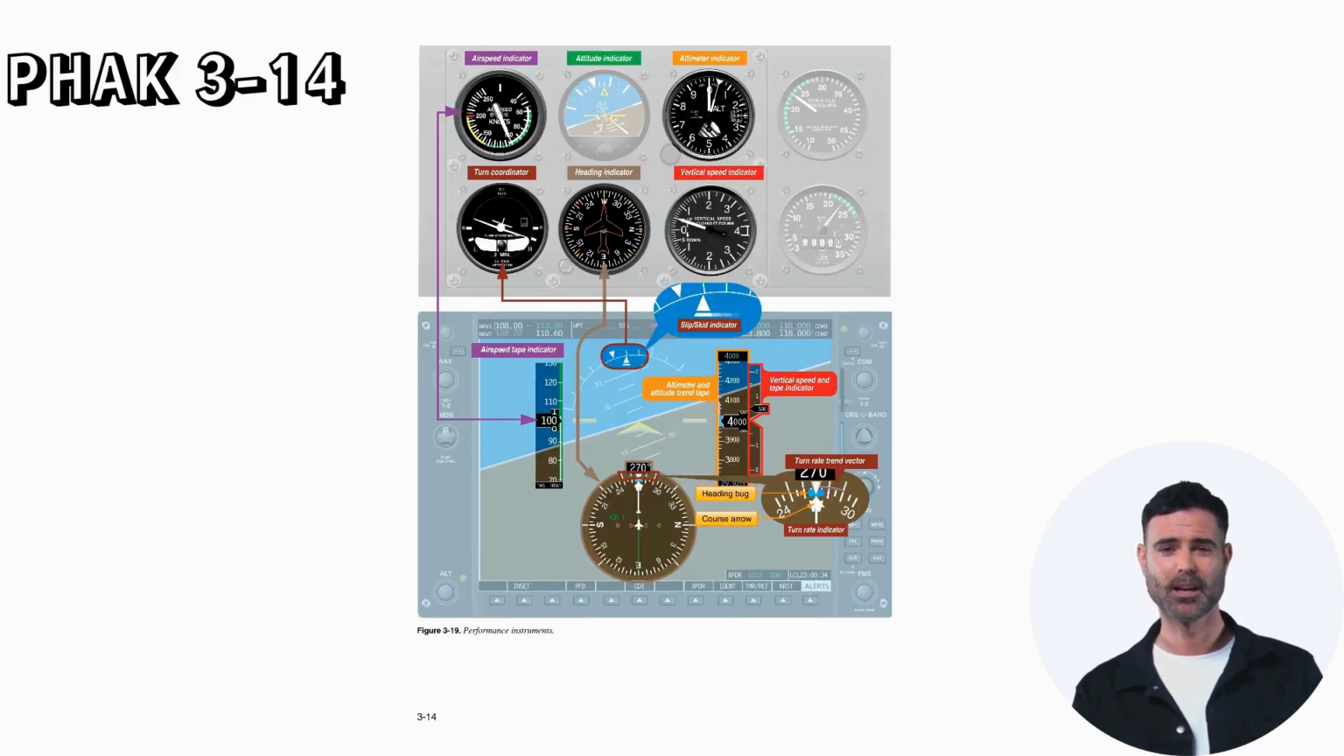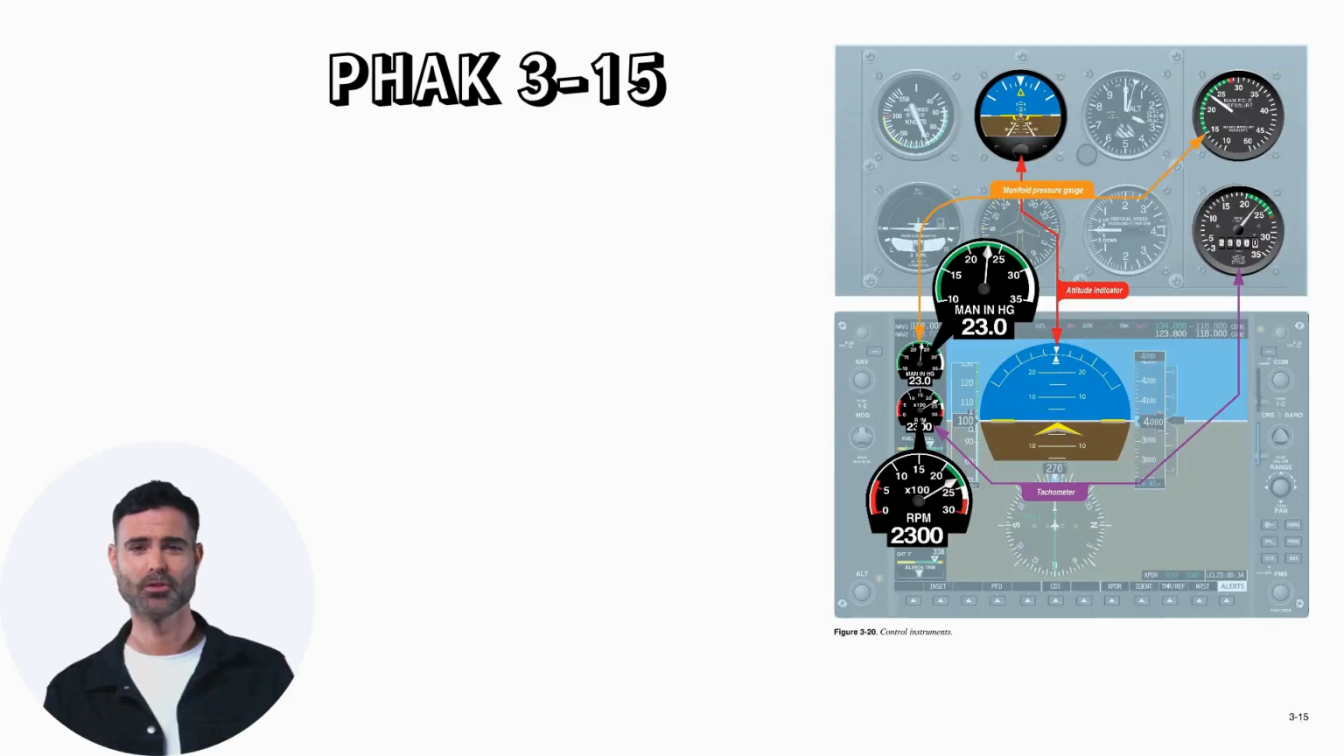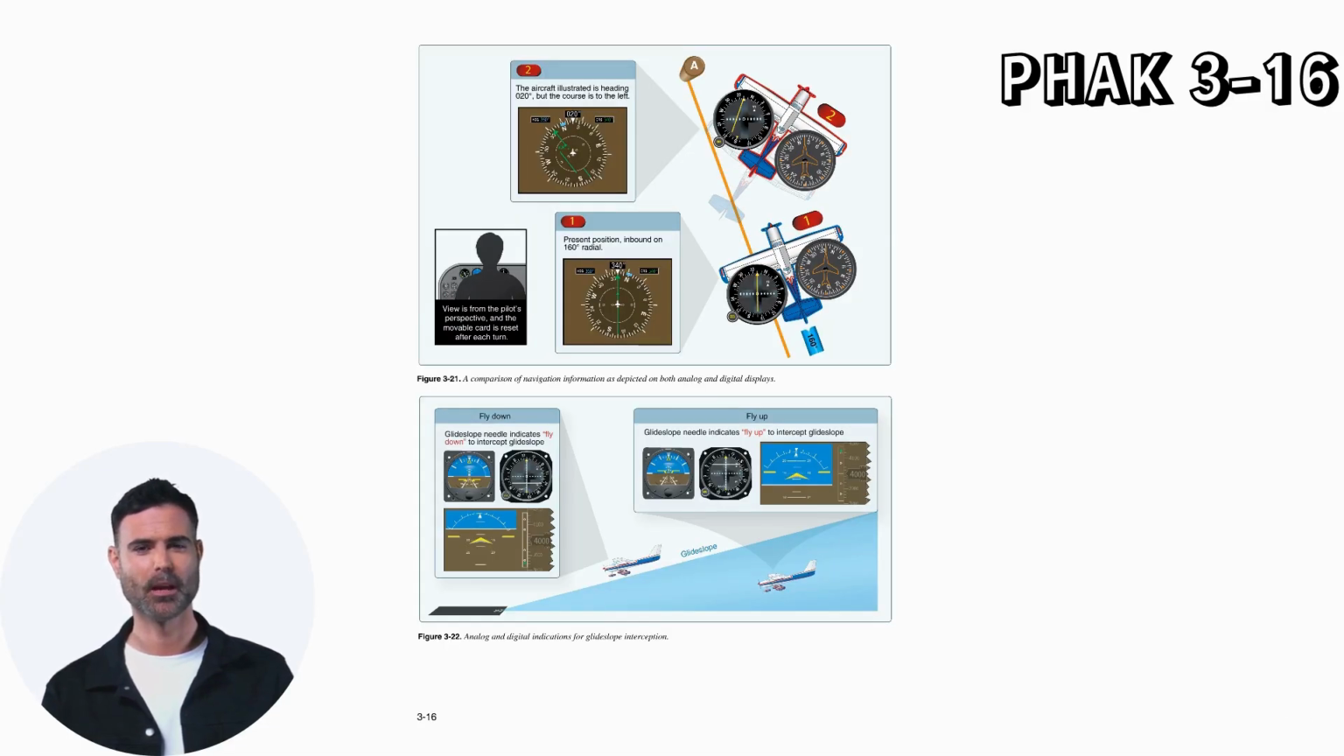Figure 319, Performance Instruments. Figure 320, Control Instruments. Figure 321, a comparison of navigation information as depicted on both analog and digital displays. Figure 322, Analog and Digital Indications for Glide Slope Interception.